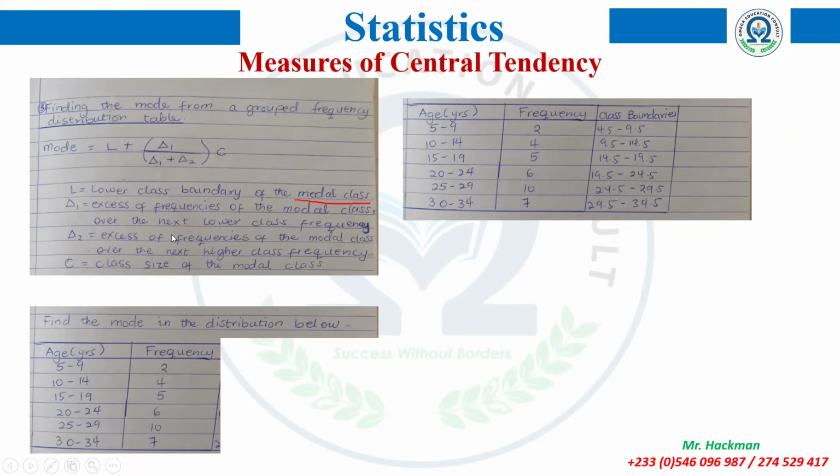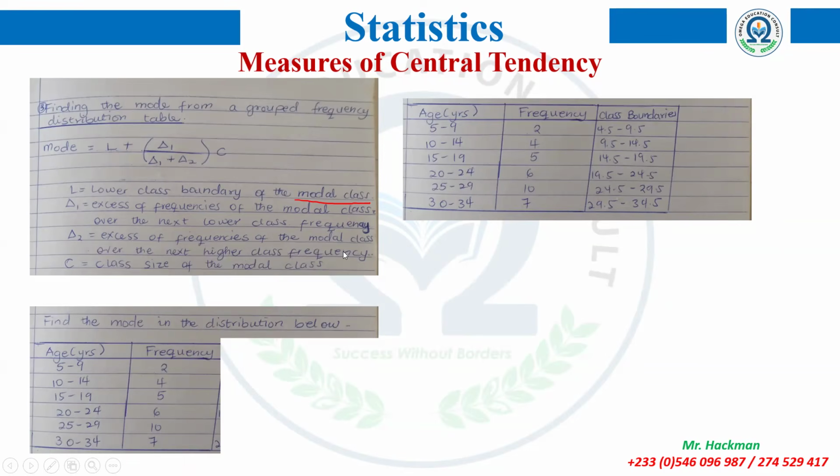Any time we talk of excess, you know that we are going to talk of difference. How much this one has over this one more. So we'll be dealing with differences in terms of the change. So change sub 2 is the excess of the frequency of the modal class over the next higher class frequency.